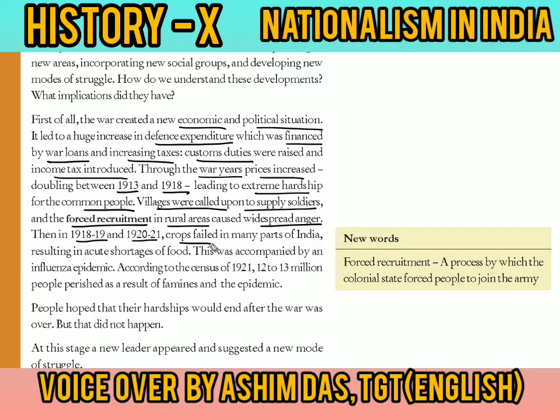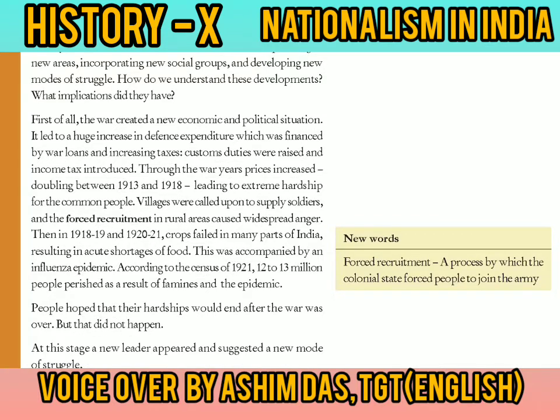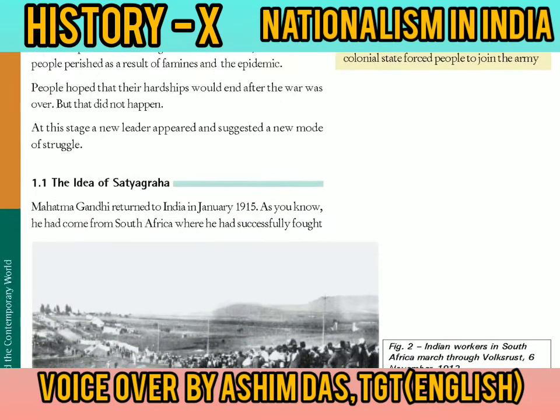So it caused widespread anger, and then in 1918-19 and again in 1920-21, crops failed in many parts of India and resulted in acute shortage and famines all over. There was also the problem of an epidemic, the influenza epidemic. There was a lot of death all over the world. According to the census of 1921, 12 to 13 million people died as a result of the famines and the epidemic. People hoped that their hardship would end after the war was over, but it was not so.